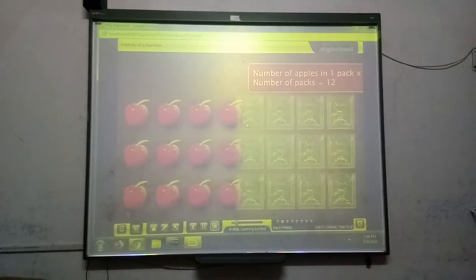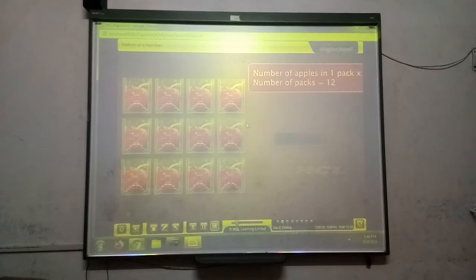Let's start by putting one apple in each bag. 1 into 12 is equal to 12. So we can make 12 equal packs of one apple each.